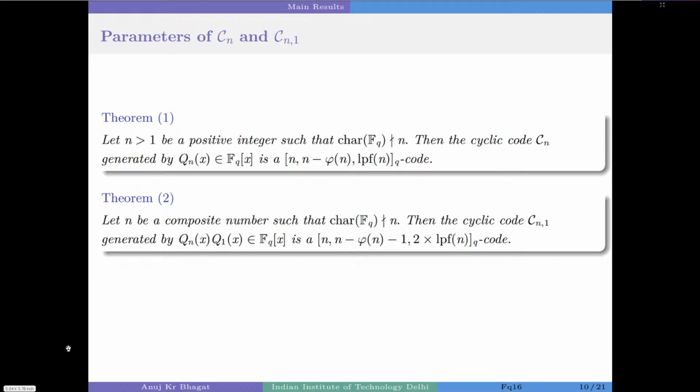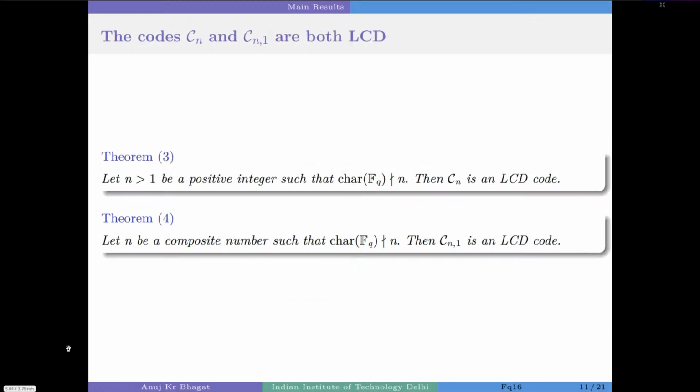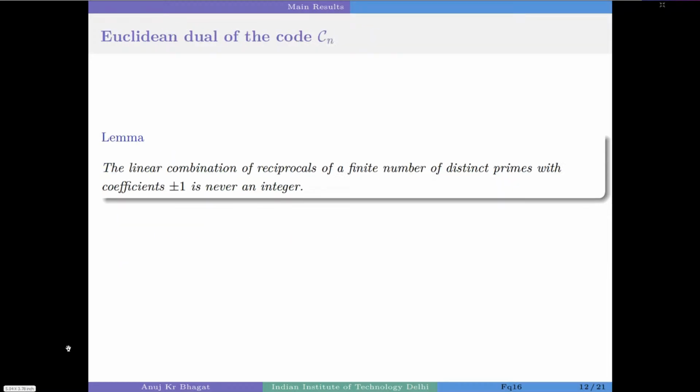Okay, so you might be thinking why I have considered composite numbers here, and what about prime numbers? If n is prime, then C_{n,1} is the zero code, since Q_n(x) times Q_1(x) becomes x to the power n minus 1 in this case. One may ask what happens to the duals of these codes. It is also very easy to prove that both of these families of codes are LCD codes. It is a very straightforward argument.